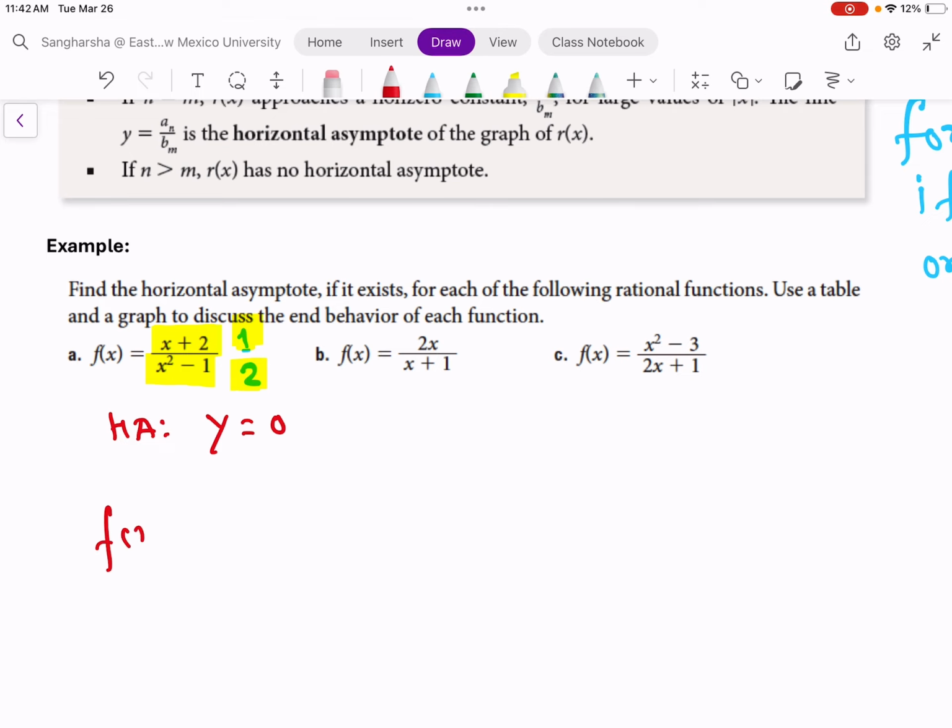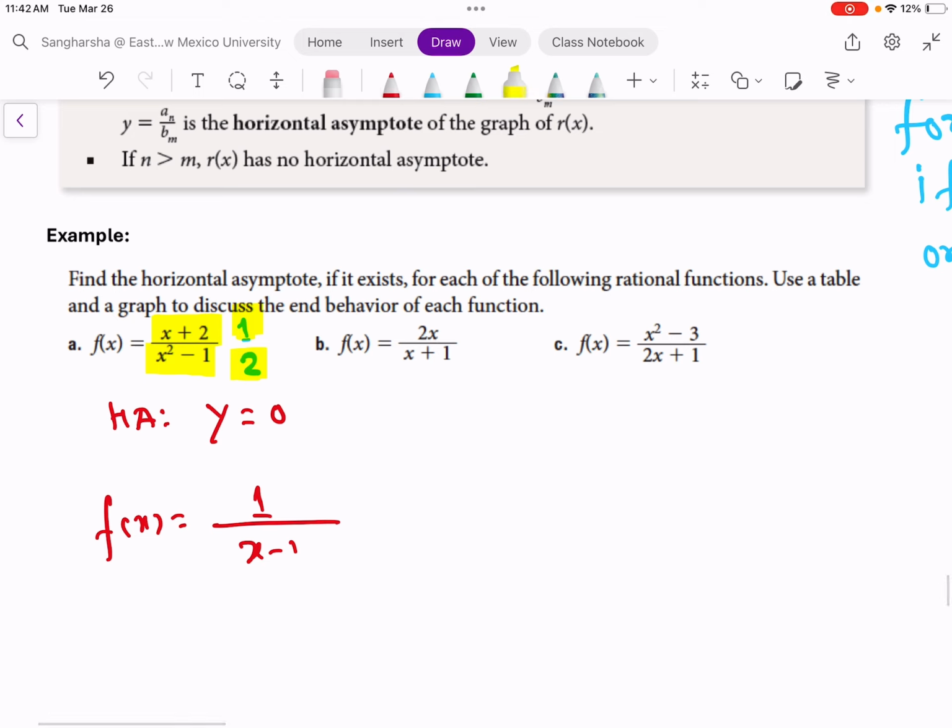If our f of x equals 1 over x minus 1, our numerator is 1, which is a constant number. What is its degree? If we have a constant number or a constant function, the degree is always 0. The reason is that we can write 1 as 1 times x to the power 0. Do you all agree? x to the power 0 is 1, and 1 times 1 is 1. So the degree of the numerator is 0 here, I'm sorry, because the exponent is 0.